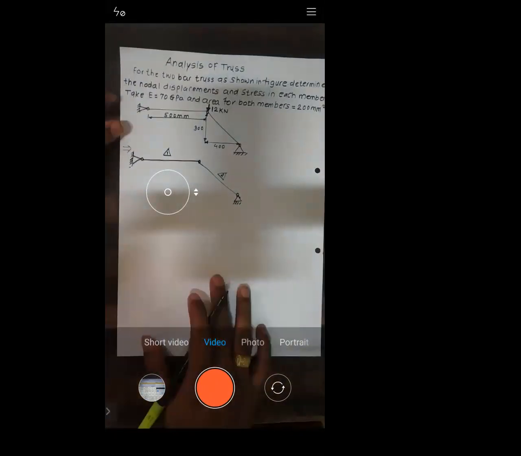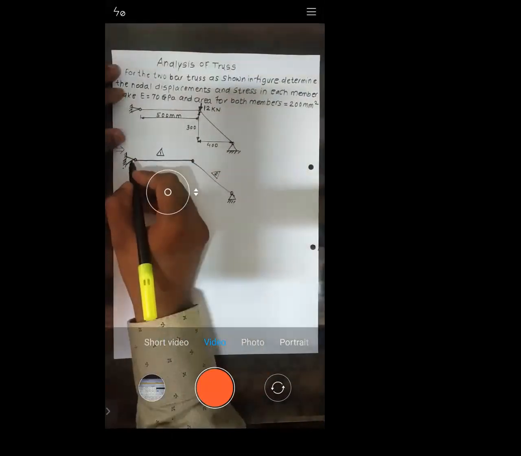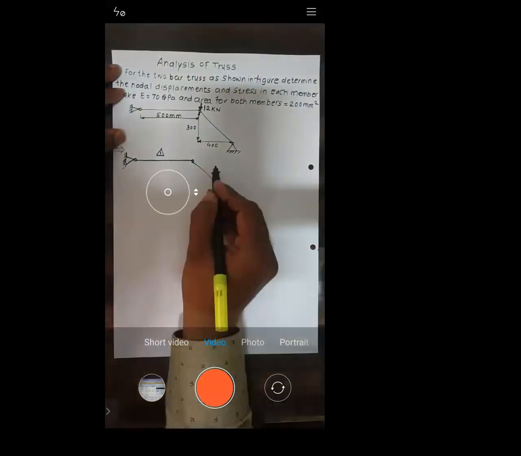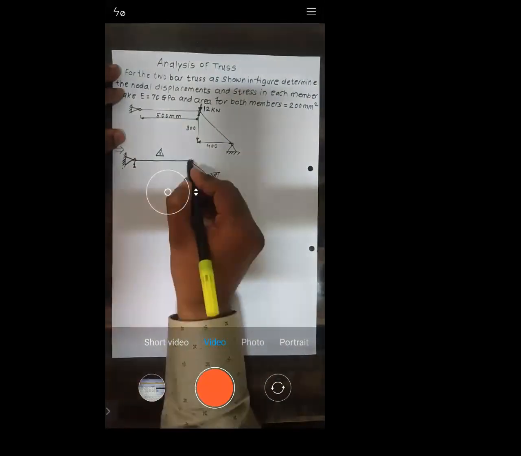Now the next step will be to number the nodes. Let me move from left towards right. Let me assign this as node 1. Let this be node 2. Let this be node 3.